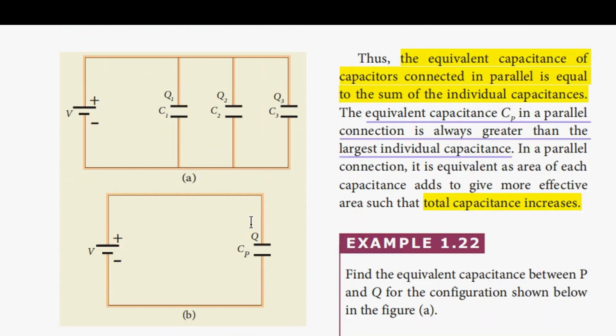Next, what is the equivalent capacitance when the capacitors are connected in parallel? The equivalent capacitance of capacitors which are connected in parallel will be equal to the sum of the individual capacitances. The equivalent capacitance Cp in a parallel connection is always greater than the largest individual capacitance. So in a parallel connection, it is equivalent to adding the area of each capacitor, giving a more effective area, so the total capacitance increases.